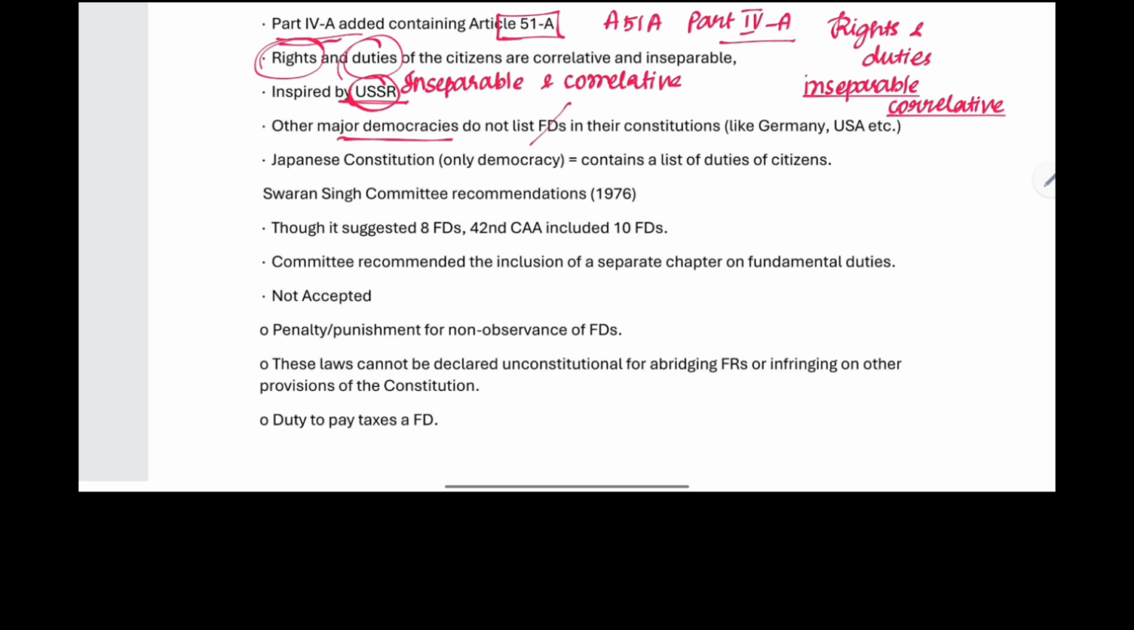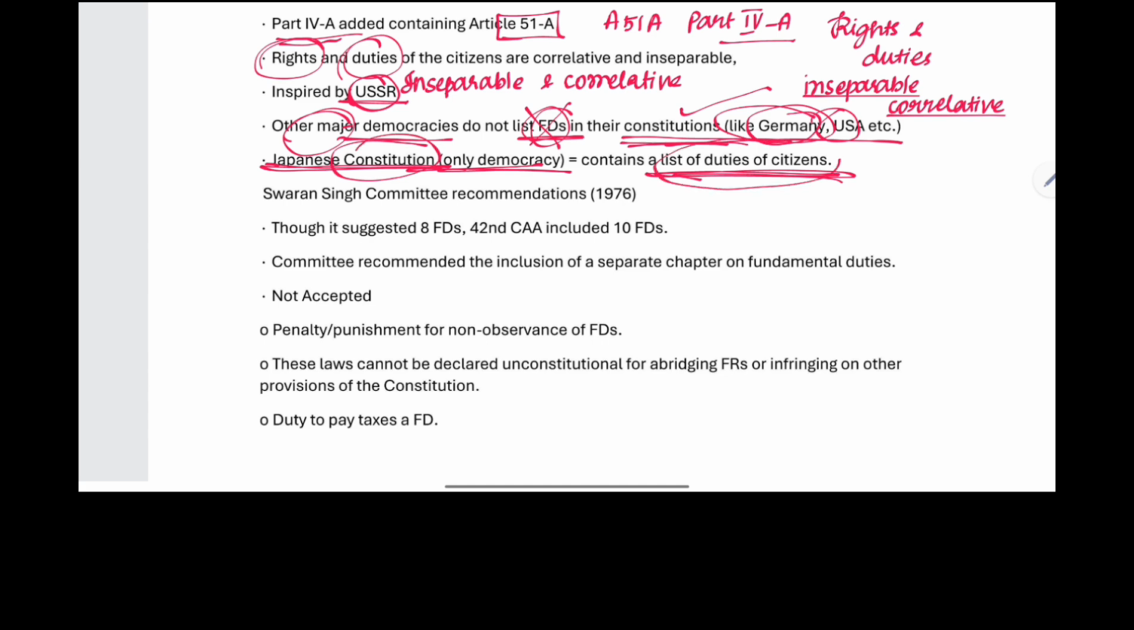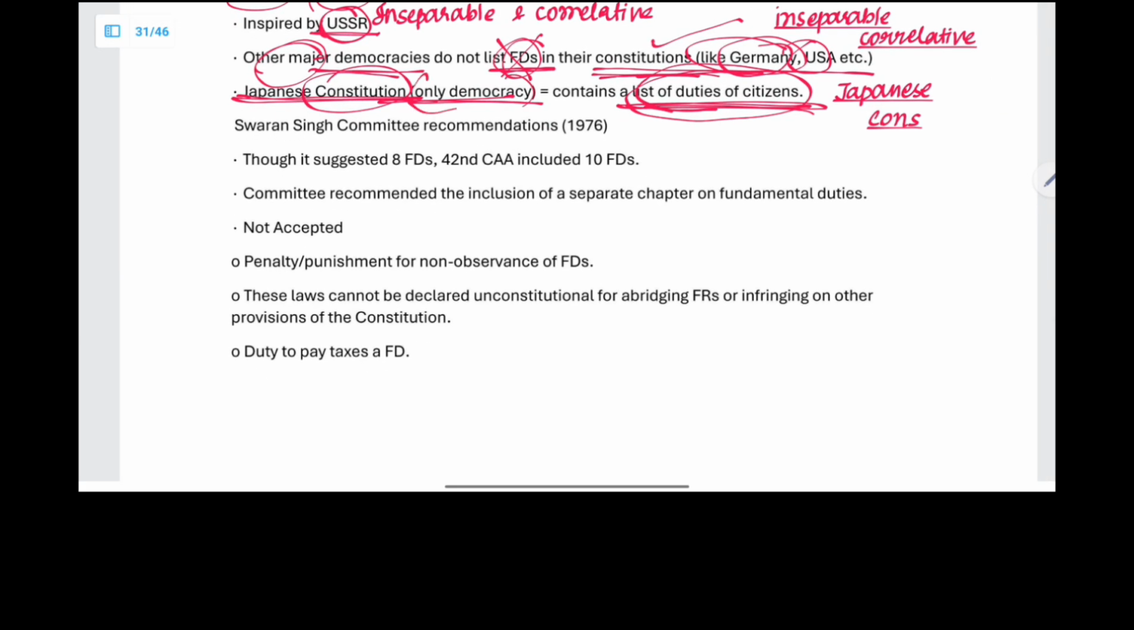Other democracies do not list fundamental duties in their constitutions. The major democracies like Germany, USA, etc. have duties, but the duties are not listed in the constitution. The Japanese constitution is the only democracy which contains a list of the duties of the citizens.